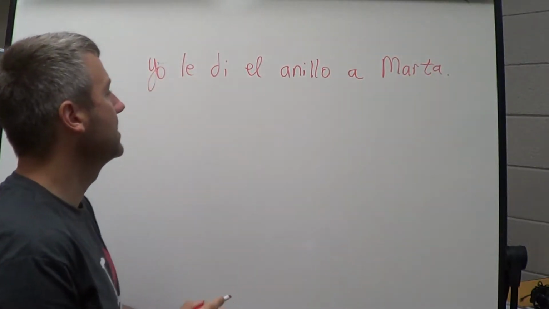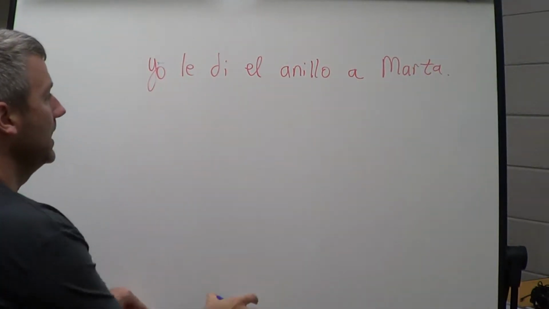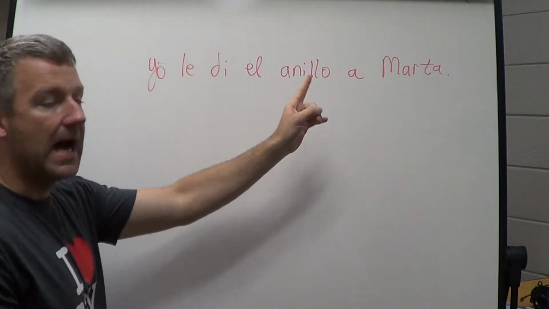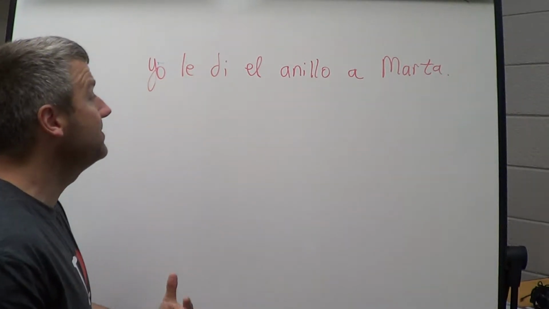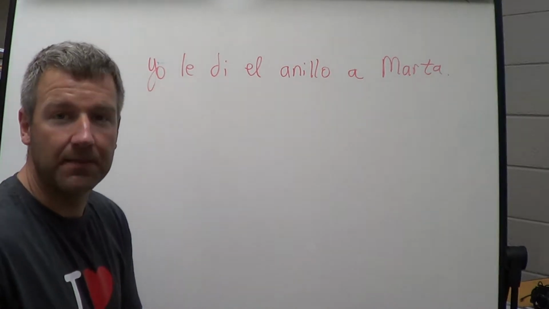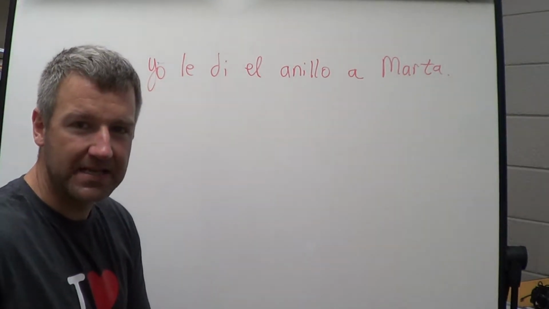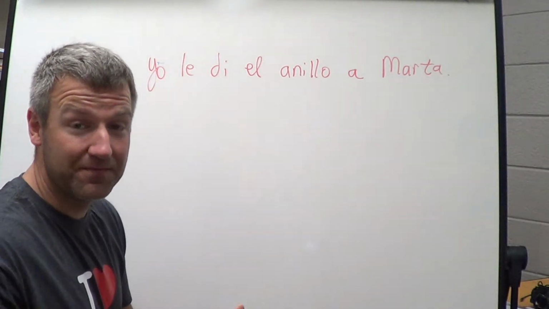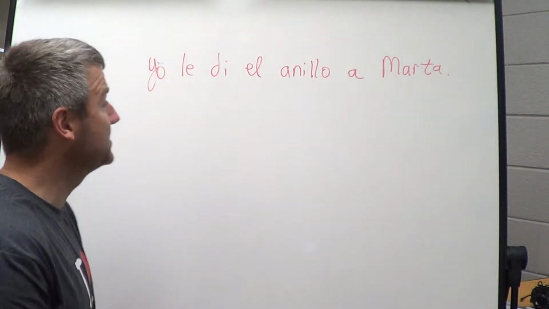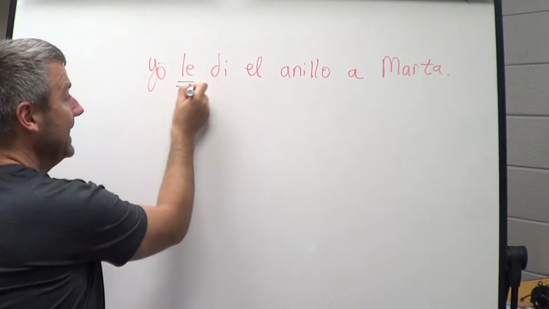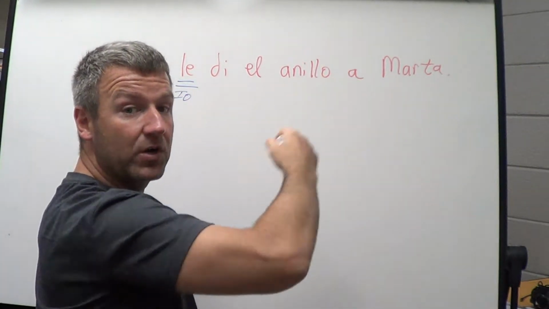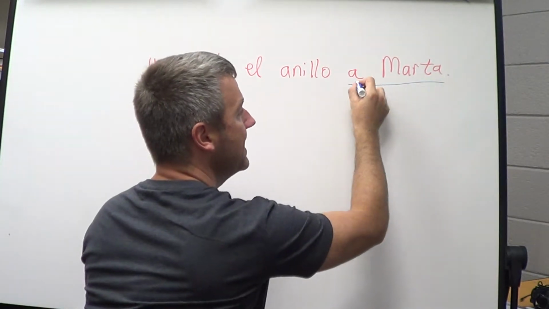All right. So, yo le di el anillo a Marta. So I gave the ring to Marta. Let's see what you can recognize from this sentence already. You probably, from the get-go, since I've explained this in previous videos, know that the le is our indirect object and it is referred to from a Marta.